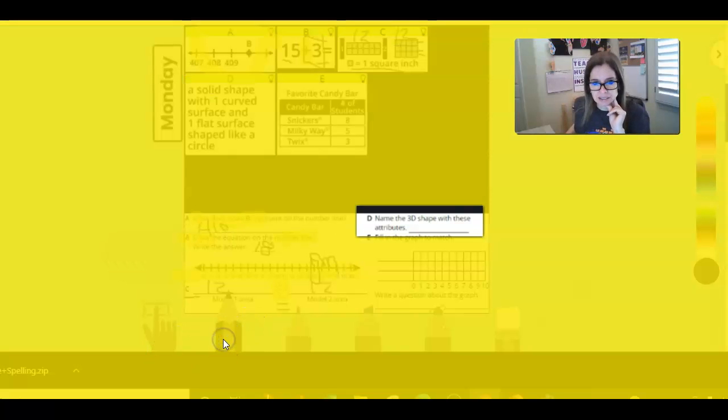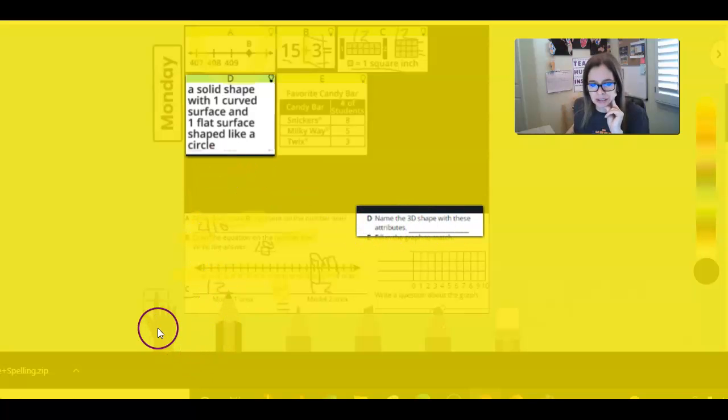D says, a solid shape with one curved surface and a flat surface shaped like a circle. I have to name that shape. What should I do? Just try to remember what it would look like, or should I draw it? I'm going to draw it. I know it's a solid shape, so it's 3D. So check. I know it's 3D. I know what that means. With one curved surface and one flat surface, shaped like a circle.